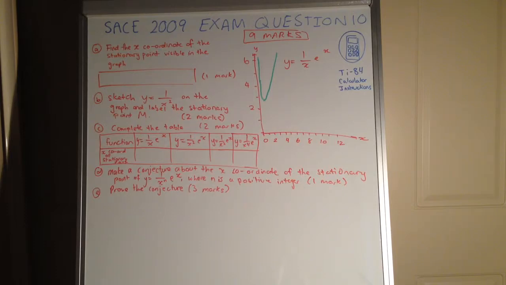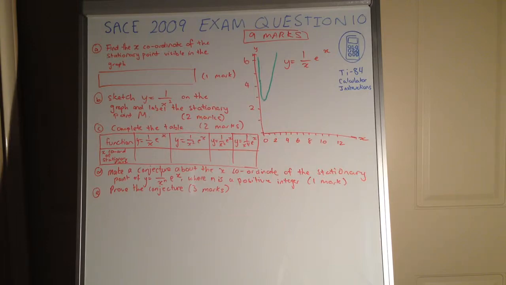So let's first start off with the 1-mark question. Just to introduce what the question's about, we have a function given on the graph. It's already plotted, as you can see on the right hand side of the screen there, and this function is y equals 1 on x multiplied by e to the x.